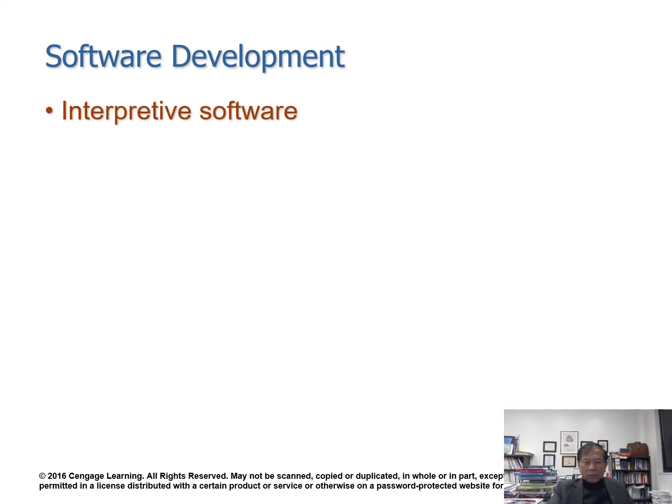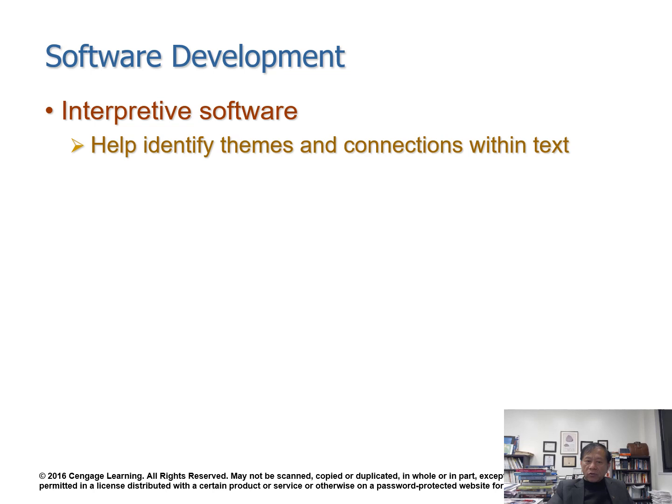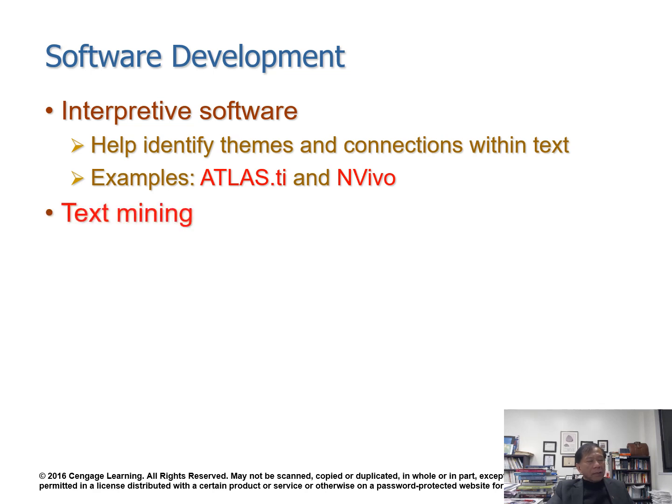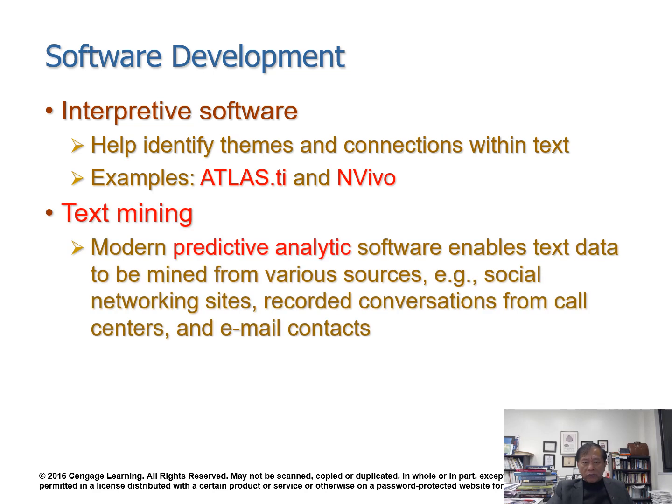Software development: there is interpretive software with AI enabled that helps identify themes and connections within text. Examples are Atlas.ti and NVivo. Text mining is another software development. Modern predictive analytic software enables text data to be mined from various sources, for example, social networking sites, recorded conversations from call centers, and email contacts.